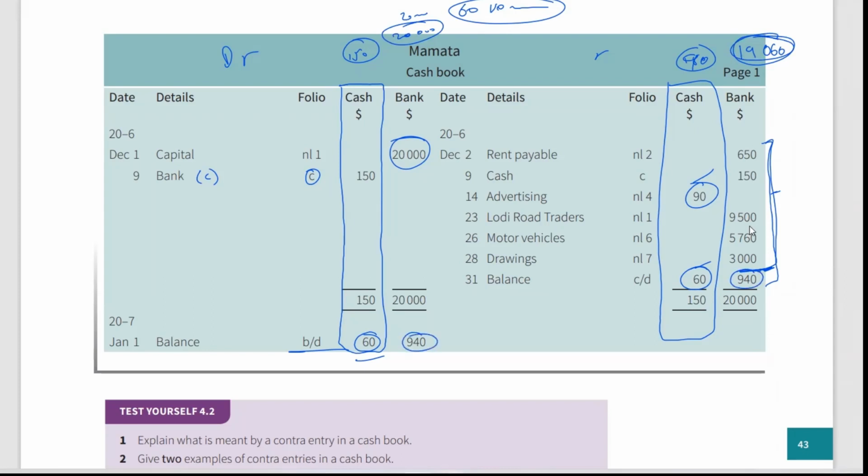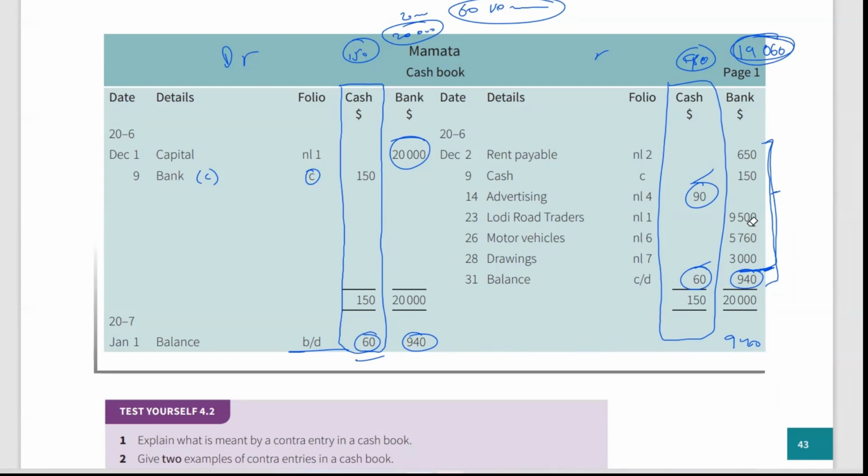Of course, bank could have possibly been on the credit as well. It could have been here as well. And so we'll have two balances in a cash book. Two balances, one for bank and one for cash. Bank might also be a credit balance.